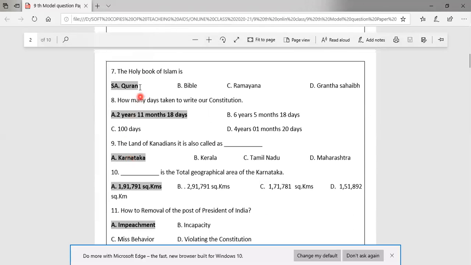The seventh question is, the holy book of Islam is dash. Option A, Quran. Option B, Bible. Option C, Ramayana. Option D, Granth Sahib. Option A, Quran is the right answer.